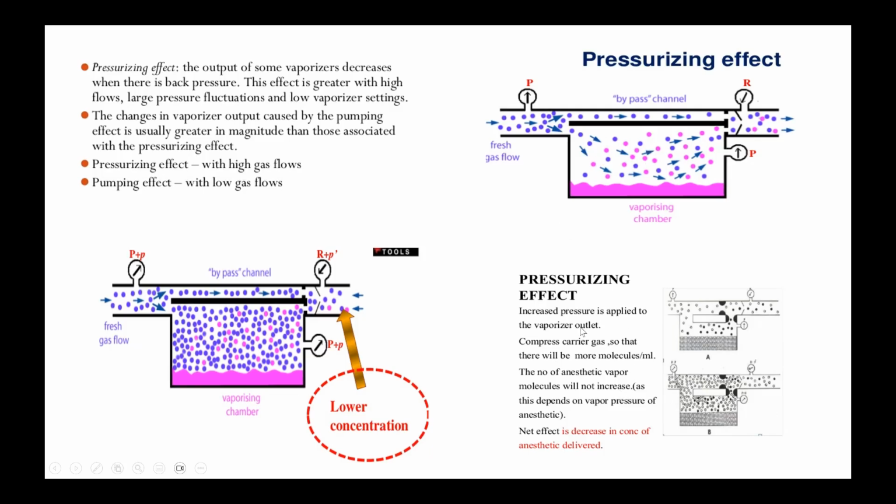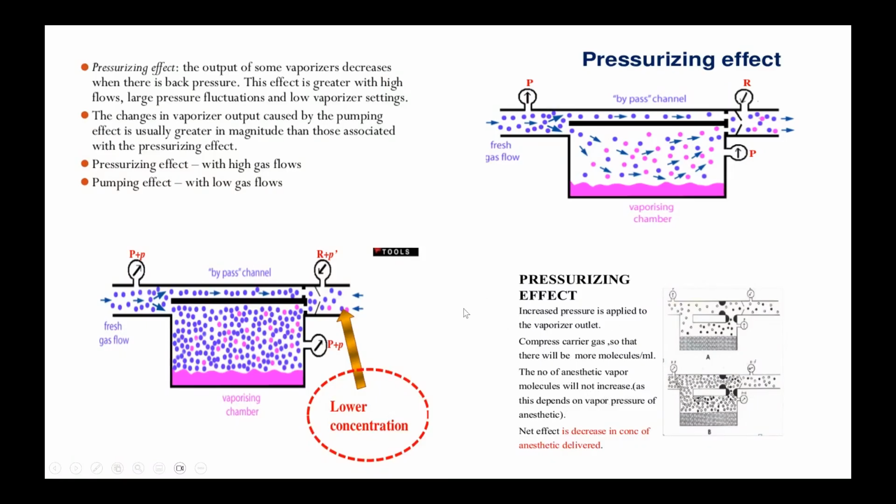So that is the picture to show how the pressurizing effect works. Increase in pressure is applied to the vaporizer outlet here. Just like in the pumping effect, the pressurizing effect also produces a backward pressure on the vapor outlet and compresses the carrier gas so that there will be more molecules per ml. The number of anesthetic vapor molecules will not increase as this depends on the vapor pressure of the anesthetic. So the net effect is a decrease in the concentration of the anesthetic delivered.